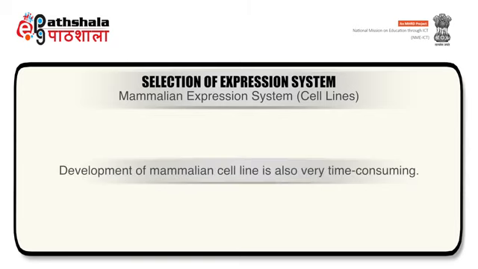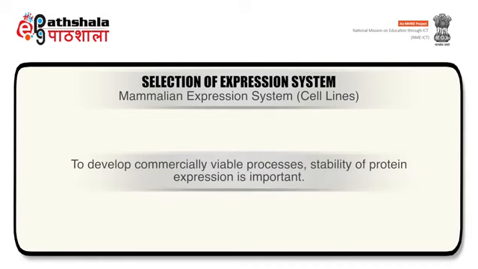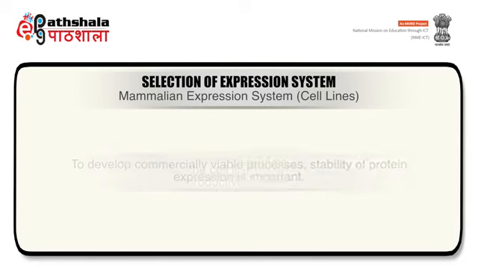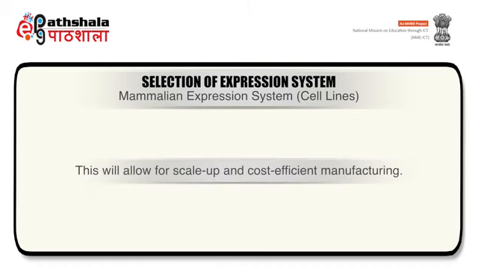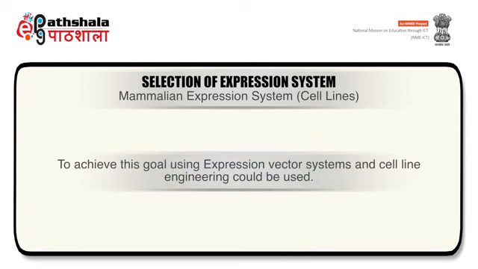Moreover, development of mammalian cell lines is also very time-consuming, and to develop commercially viable processes, stability of protein expression is very important. So, it is critical to develop the cell lines that can secrete the protein of interest with high specific productivity and at high levels with unlimited number of cell generations. This will allow for a scale-up and cost-efficient manufacturing. To achieve this goal, using expression vector systems and cell line engineering could be used.